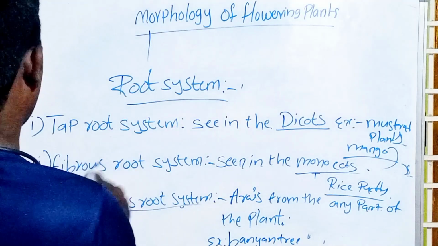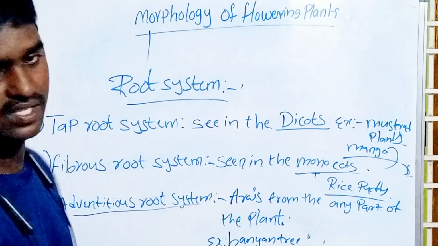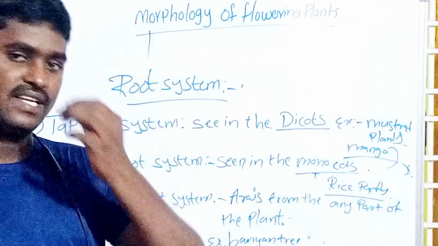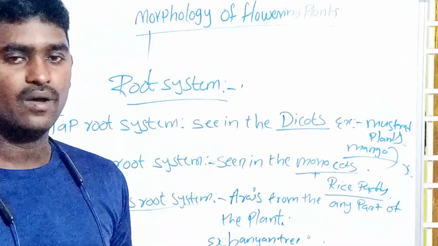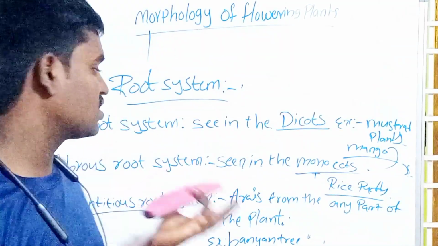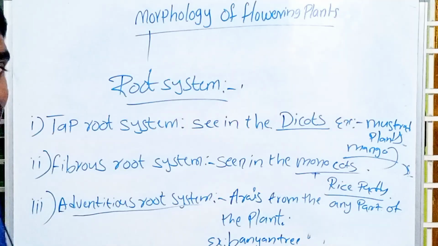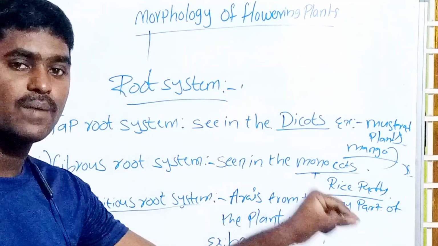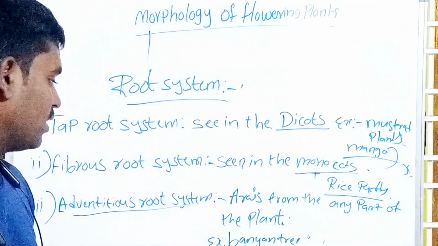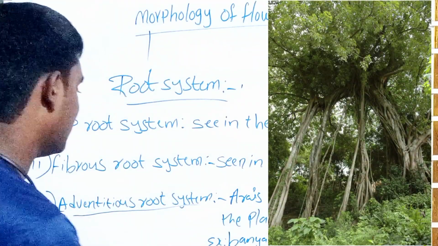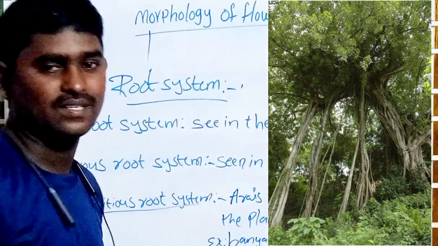Taproot system, fibrous root system and adventitious root system. The taproot system is seen in dicotyledonous plants and the fibrous root system is seen in monocots. The adventitious root system arises from any part of the plant, for example the banyan tree. Banyan tree means Ficus species.